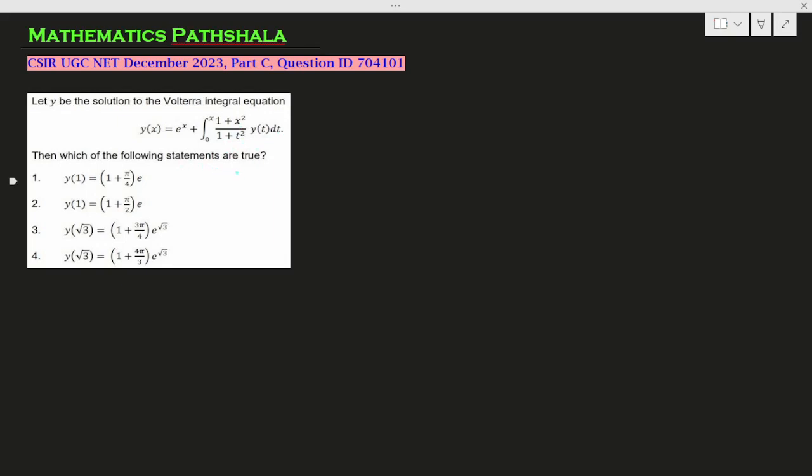So here at first we intend to solve this integral equation and then we can check the given options. So let's see how we can approach this type of Volterra integral equation. When the Volterra integral equation is given in this form, y(x) = f(x) + lambda integral over a to x of K(x,t) y(t) dt, all of you know that this format is specifically called the Volterra integral equation of second kind.